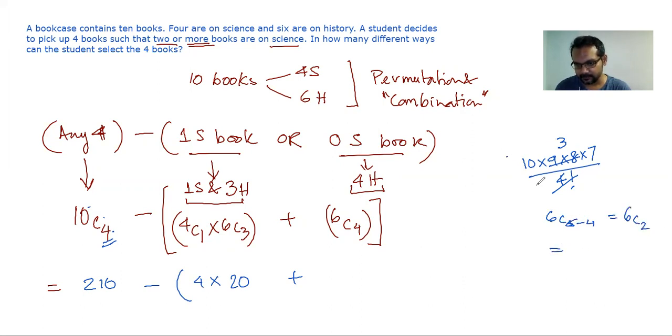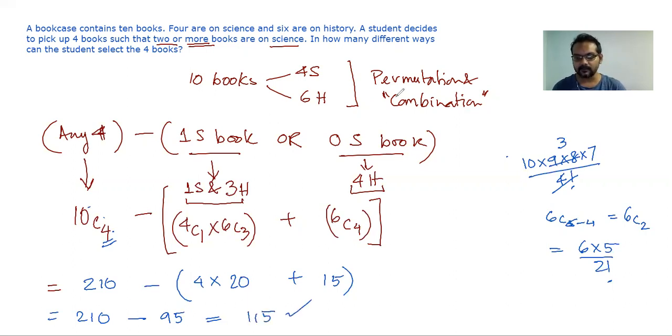We can use the previous logic to calculate these numbers. So 6 times 5 divided by 2 factorial comes out to 15. So that's your 210 minus 95. If I subtract 100, it would be 110. I'm subtracting 5 less, so 115. So you could have solved this question in either of these two different ways. Thanks for listening.